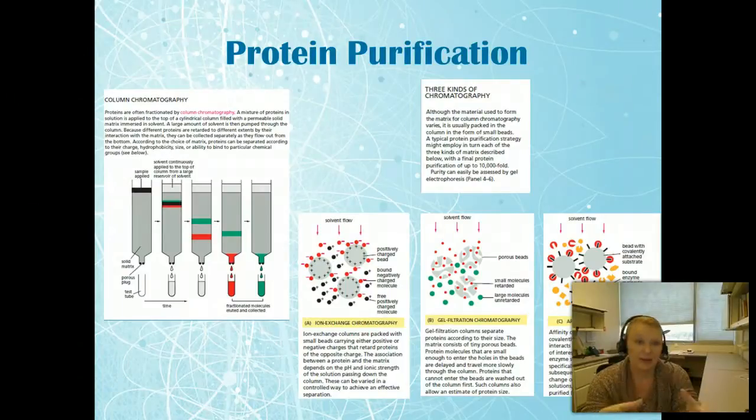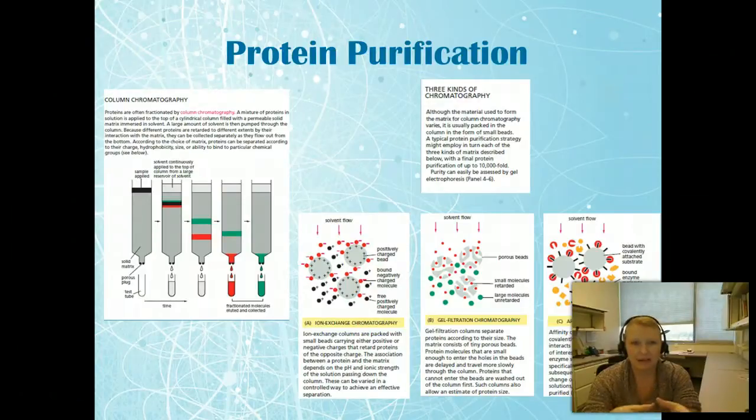And this is something you'll do in lab this semester. And there's 3 types of column chromatography: ion exchange chromatography, gel filtration chromatography, and affinity chromatography. Now I want you to review all 3 of these and compare and contrast the different types, because there's a reason why you'd use one versus the other. And I want to see if you can figure that out.